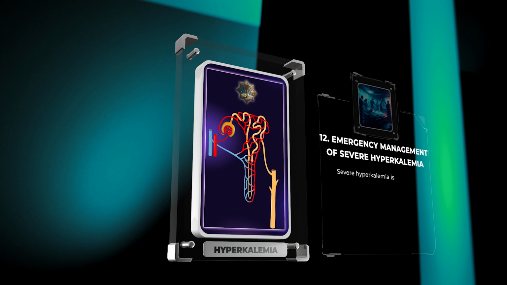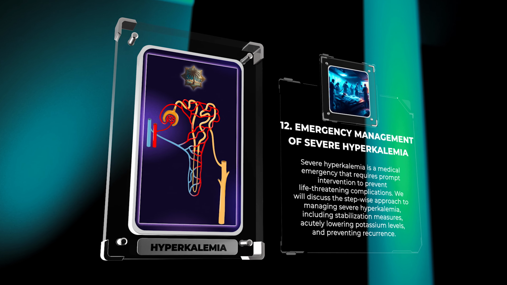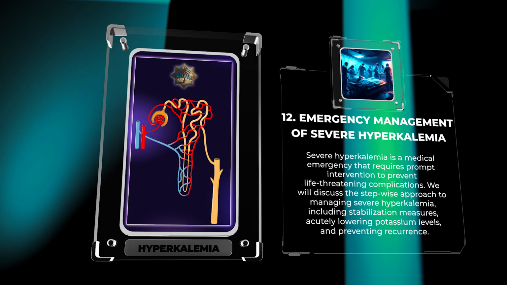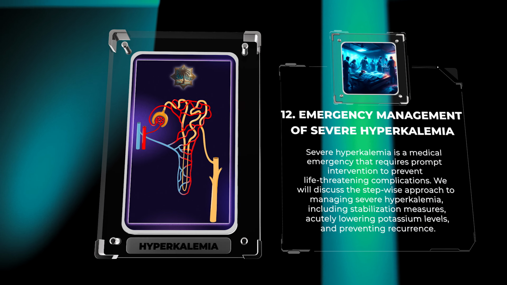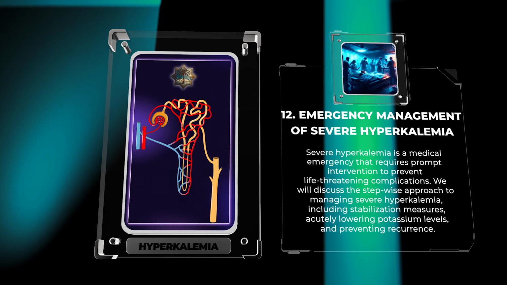Severe hyperkalemia is a medical emergency that requires prompt intervention to prevent life-threatening complications. We will discuss the stepwise approach to managing severe hyperkalemia, including stabilization measures, acutely lowering potassium levels, and preventing recurrence.